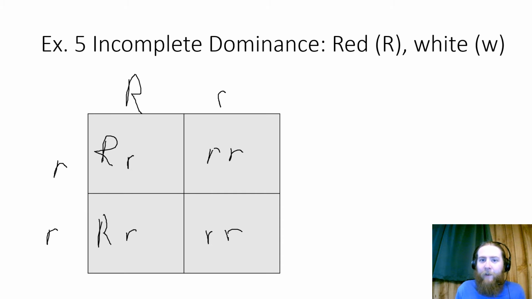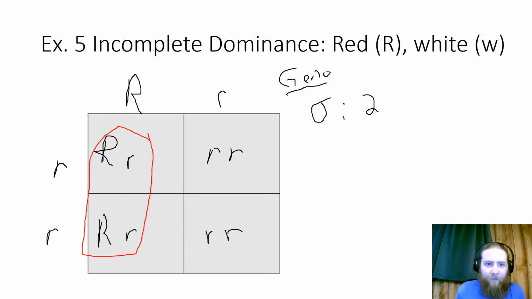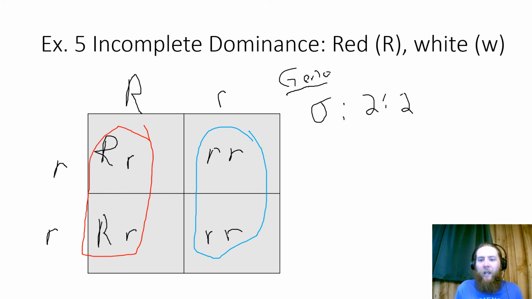Now we have 0 red for our genotype here. Genotype ratios: we have 0 red, we have 2 of the heterozygous, 2 of these pinks, and we have 2 whites, 2 of these little r's. So between these 2 flowers, a pink flower and a white flower, half of them will be pink and half of them will be white.